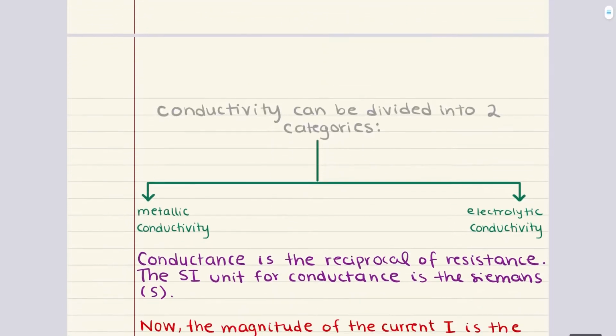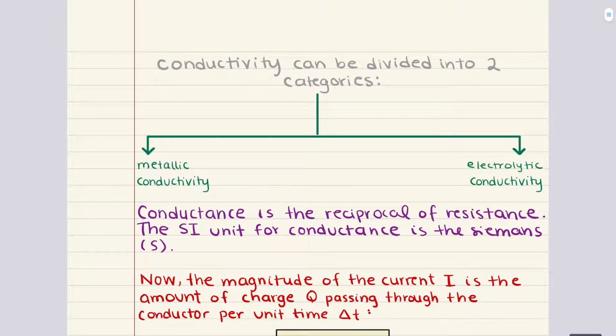Now, conductivity tells us how easily charges can flow through a material. And we categorize it into two main types. We have metallic conductivity and electrolytic conductivity. For metallic conductivity, this occurs in materials like copper and silver, where electrons move freely through the metal, allowing for efficient current flow. Electrolytic conductivity occurs in solutions such as salt water, where ions carry the charge.